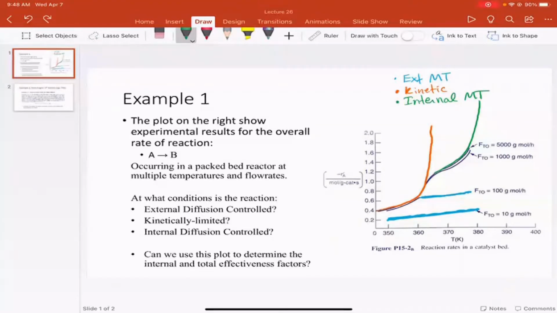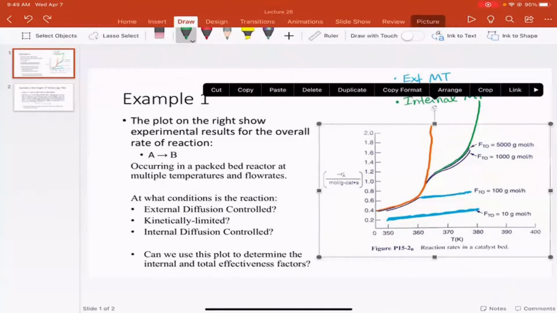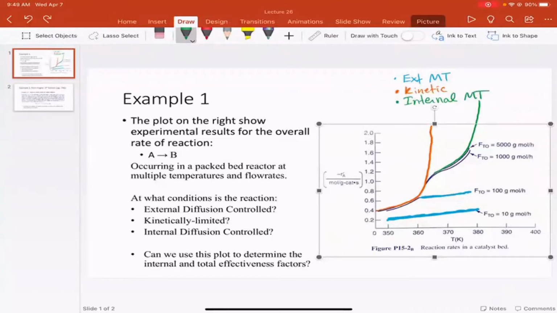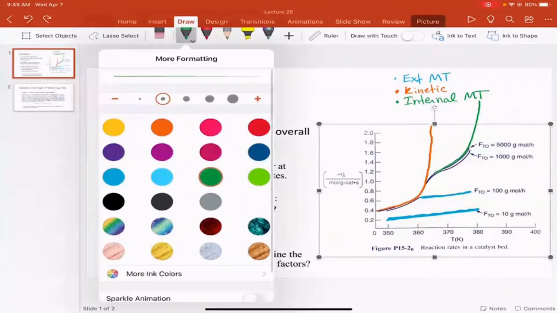So before I do anything to be more quantitative about this, I want you guys to have the opportunity to ask any questions that you have. So does anybody have a question about the thought process here? I have a question for the 100 gram mole per hour flow rate. Could you maybe explain what happens in that bin?